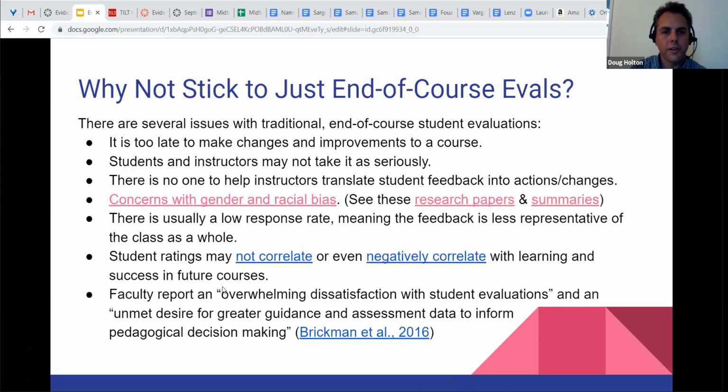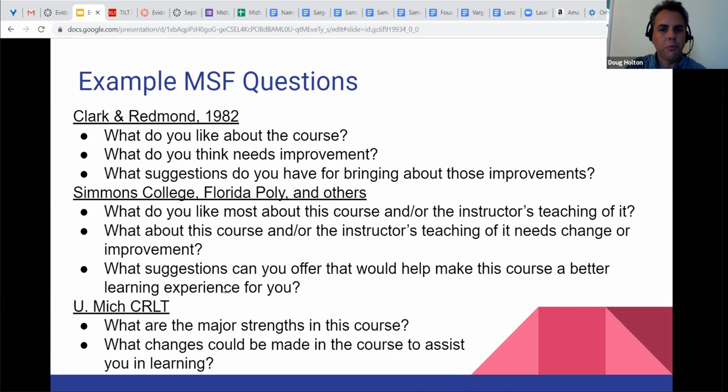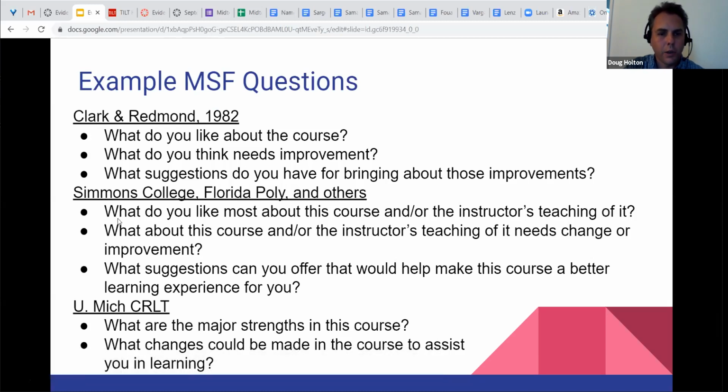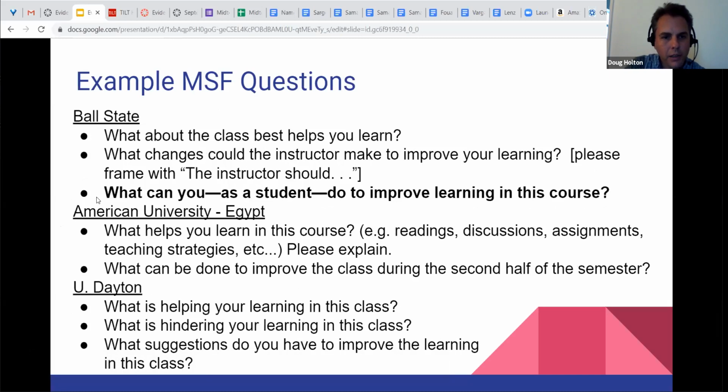Some of the questions, I'll skip this. There's a lot of problems with just using the end of course surveys, like bias and so on. But some of the questions you might ask in a mid-semester survey might be basically like, what do you like about the course so far? What do you think needs improvement? The questions we're using right now are these middle ones. One other question that we liked, I'm not using it right now, is on this next slide, where we add a little question about what can you as the student do to improve your learning in this course, just to help remind students that your success in this course is not just based on what the teacher does, but it's just as equally based on what you do too.